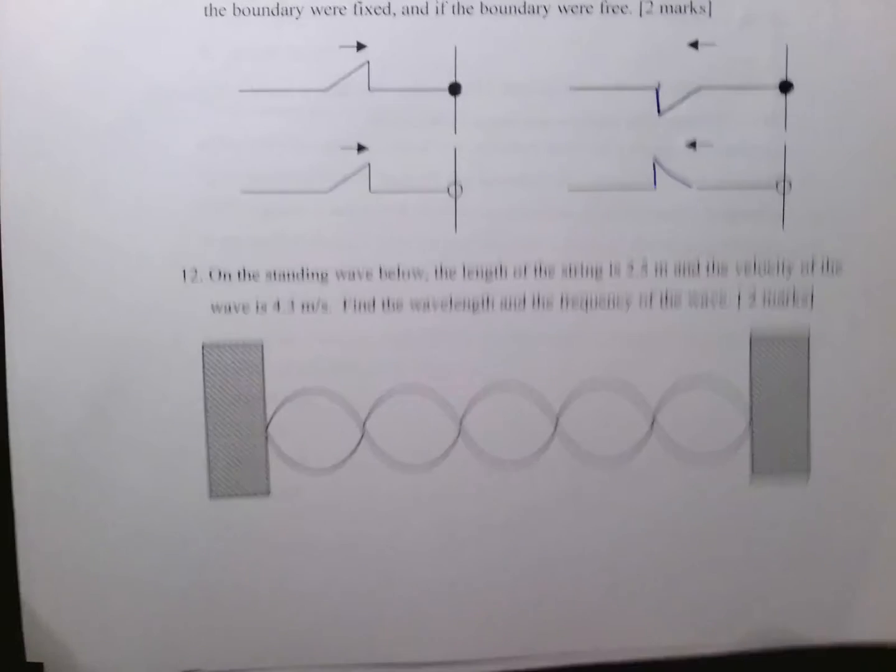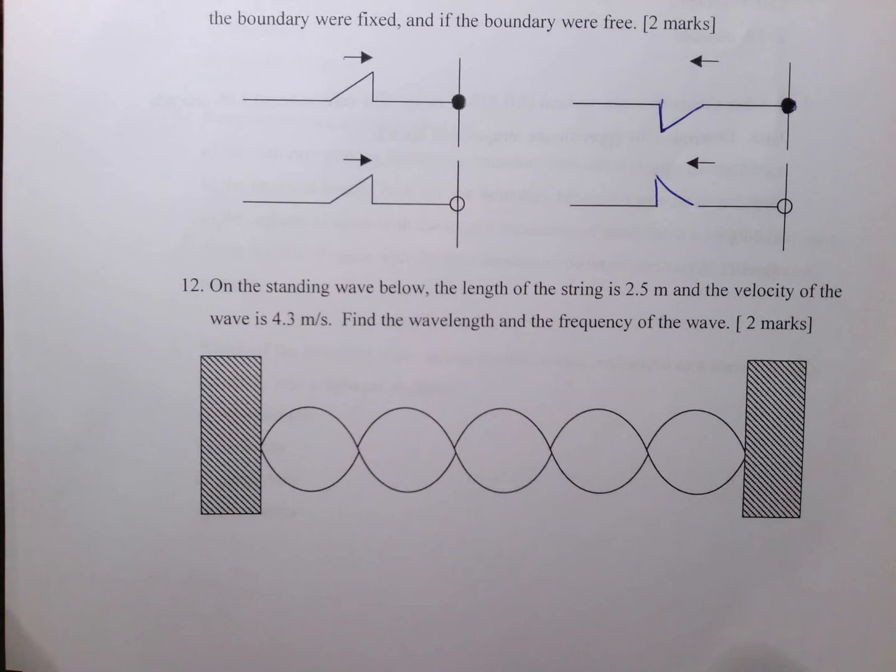Okay, this last question here. On a standing wave below, the length of the string is 2.5 meters, and the velocity of the wave is 4.3 meters per second. Find the wavelength and the frequency of the wave.